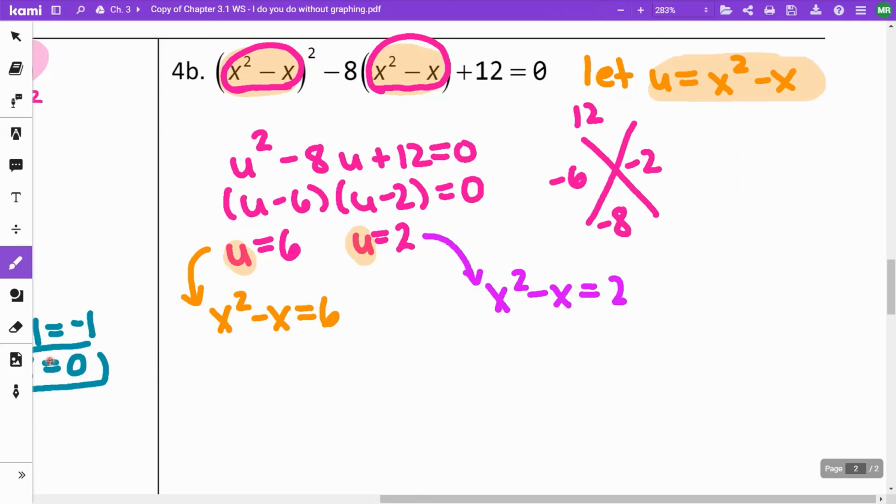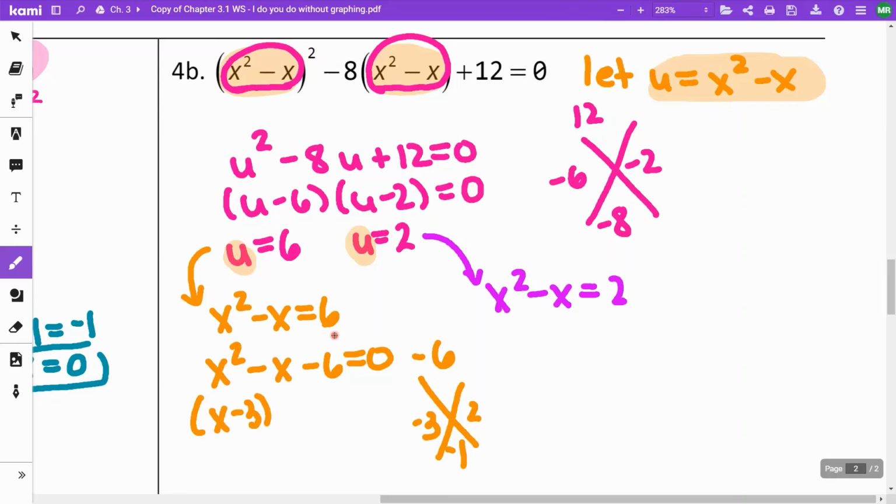I ended up with another quadratic. Okay, two more quadratics. So when we have a quadratic, we want them to equal 0. So I do not want a 6 here. I'm going to minus 6 here. So I'm going to get x squared minus x minus 6 equals 0. And I have another diamond. Okay, what multiplies to negative 6 and adds to negative 1? Well, that's going to be a negative 3 and a 2. So this is going to be an x minus 3 and an x plus 2 is equal to 0.